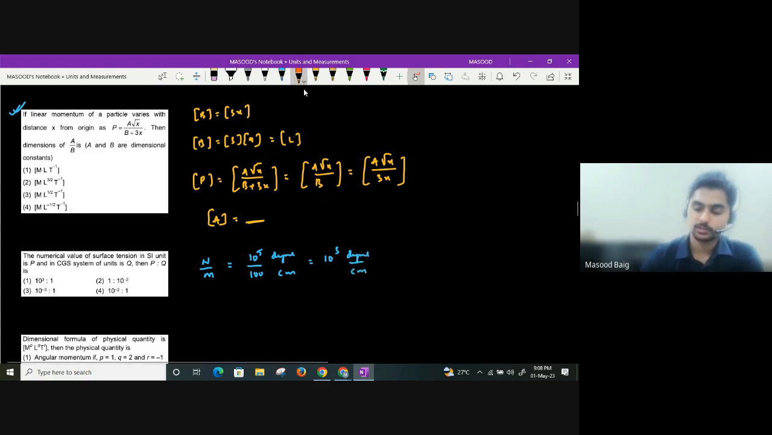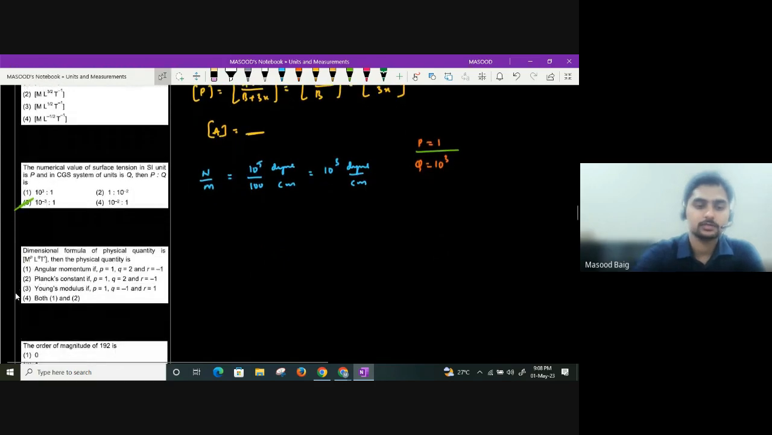So in SI unit, P value is 1. So in CGS unit, what will its numerical value be? It is 10 cube. They're asking P by Q value, which you will get as 1 by 10 cube, guys. Okay, 1 by 10 cube can be written as 10 power minus 3 is to 1.